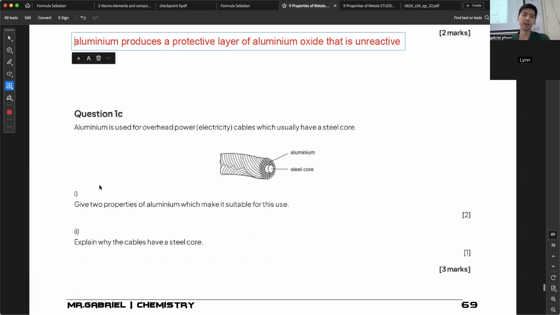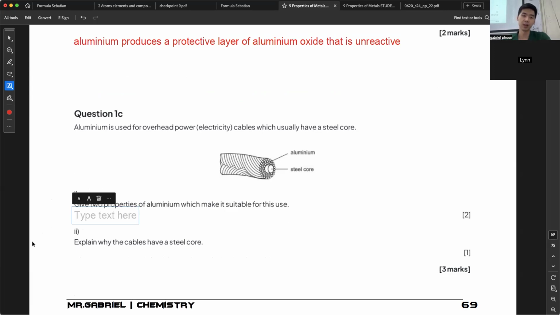Anyways, moving on to the next part here. Give two properties of aluminium which make it suitable for this use here. First and foremost, this is something that conducts electricity. Aluminium conducts electricity.